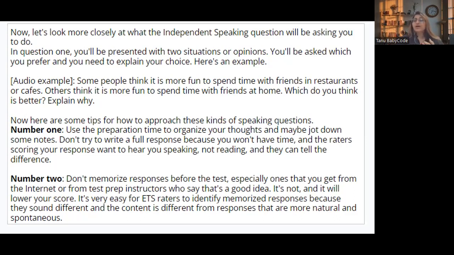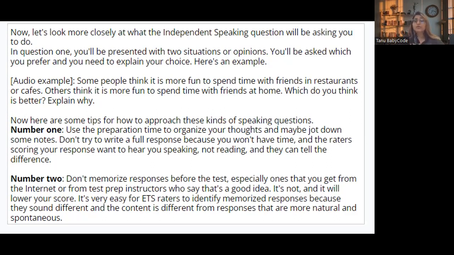Now I'm going to give you some tips on how you can approach these kinds of speaking questions. First tip is that you have to use your preparation time to organize your thoughts, and maybe you can jot down some notes also, but you have to be very quick, right? Don't try to write a full response because you won't have time. You have only 15 seconds. The rater scoring your response wants you to speak, not to write, not reading, and they can tell the difference also. So it's better that you only jot down some notes, abbreviations, so that it can help you when you speak.